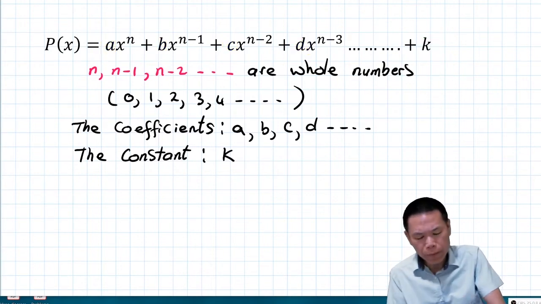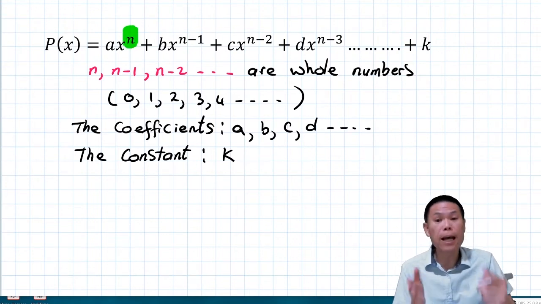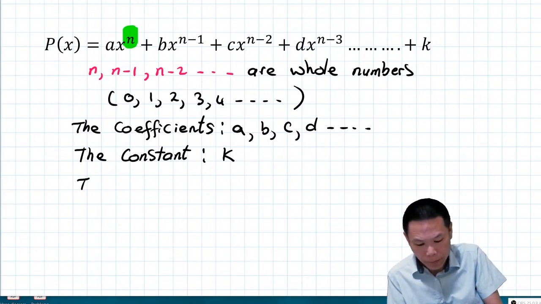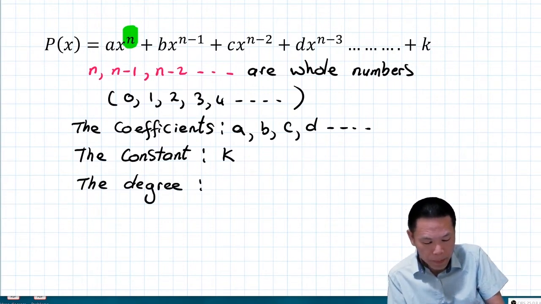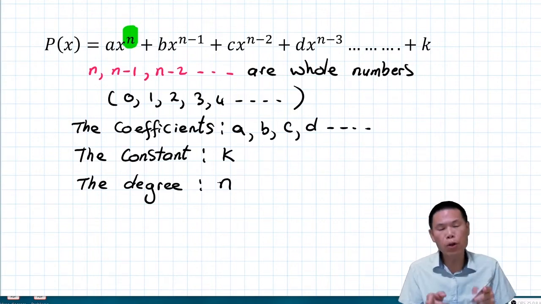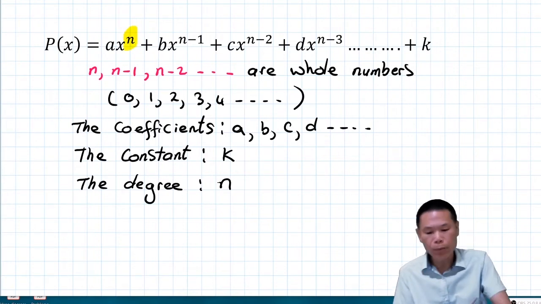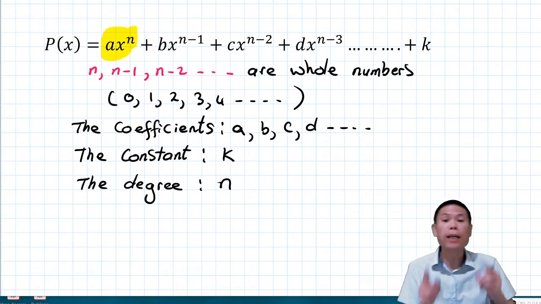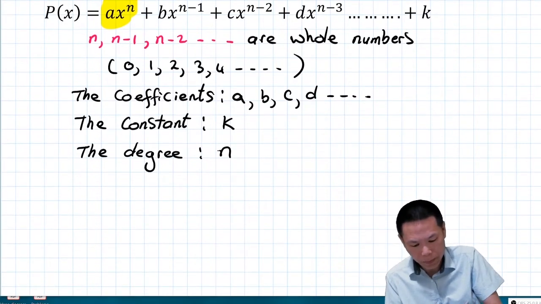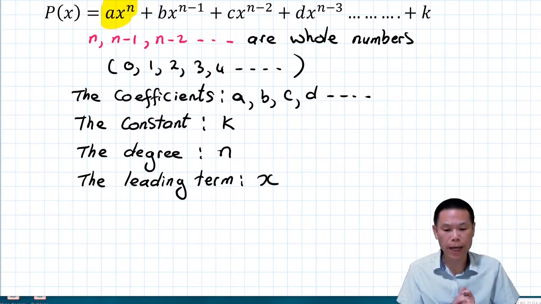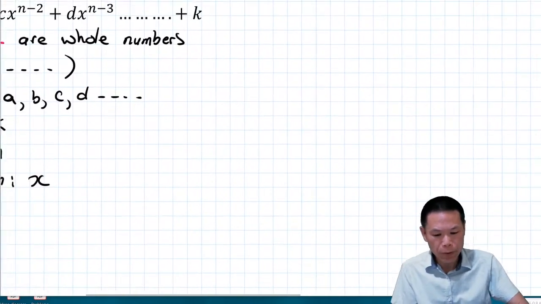Now x to the power of n: n is the largest power here, so we call this the degree. The degree of this polynomial is n. And because n is the largest power, this term here we call the leading term. Please take notes on this, okay? So let's go through a couple of examples so you can understand a bit better.